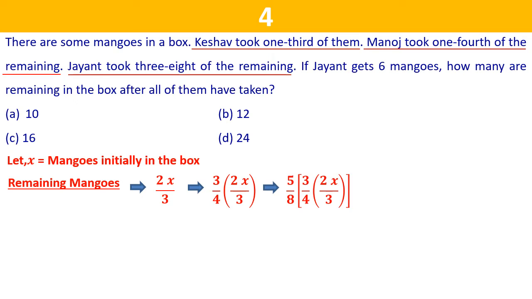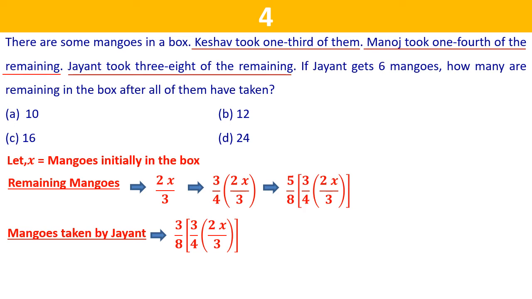Now it is mentioned that Jayant gets 6 mangoes. Means how much he is taking? He is taking 3/8 of 3/4 of 2/3 x, as his remaining is this much. And this is equal to 6. So I will equate this to 6.